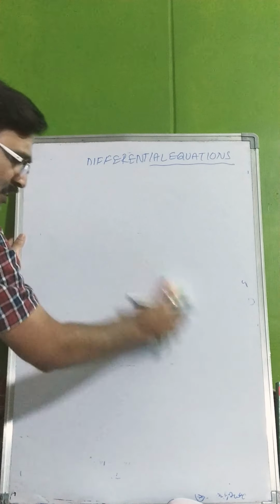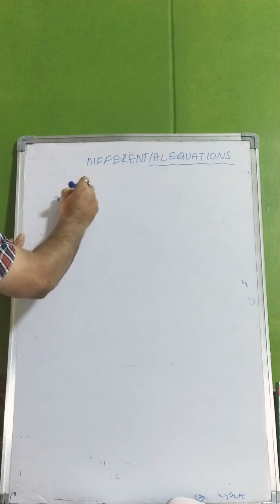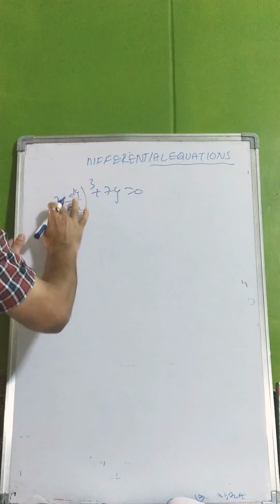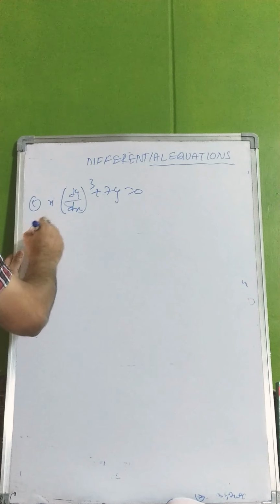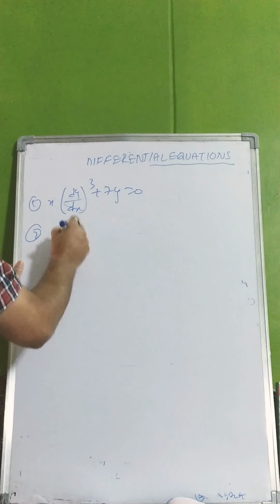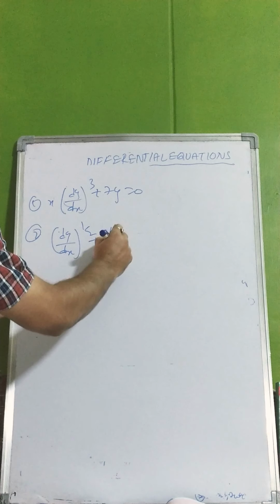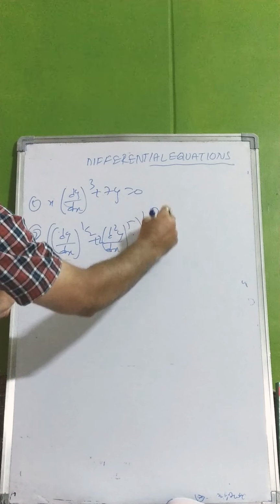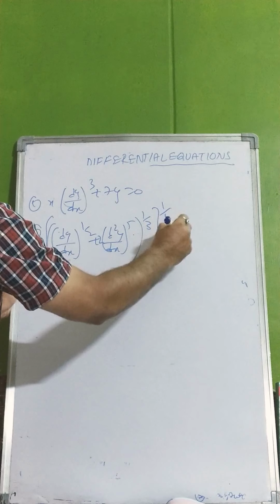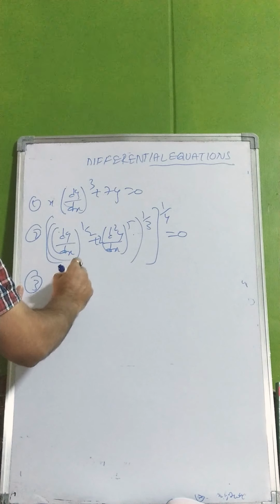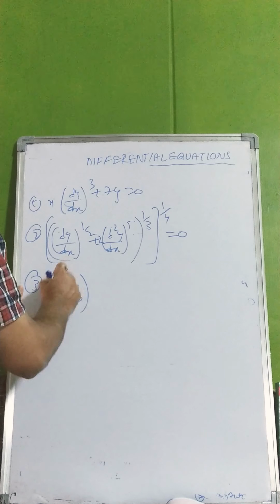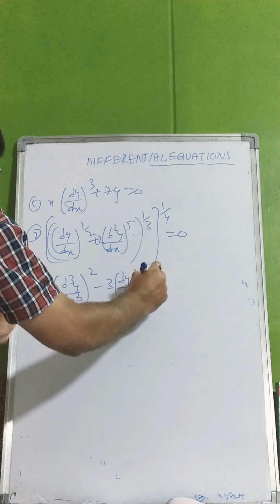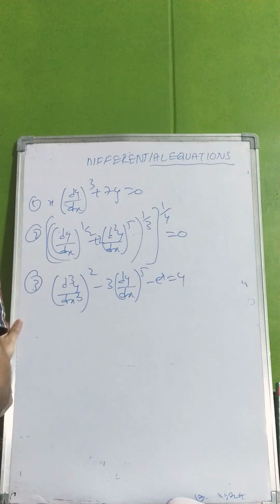But here some important points are there. I would like to write few examples. You see here, x (dy by dx) whole cube plus 7y is equal to 0. Right, one problem. Second problem is like this: ((dy by dx) whole to the power of 1 by 2 plus (d square y by dx square) whole to the power of 2) whole to the power of 1 by 3, and whole to the power of 1 by 4, is equal to 0. And the third one, sir, you see here: (d cube y by dx cube) whole to the power of 2 minus 3 (dy by dx) whole to the power of 5 minus e to the power of x is equal to 4. Third example I have taken.